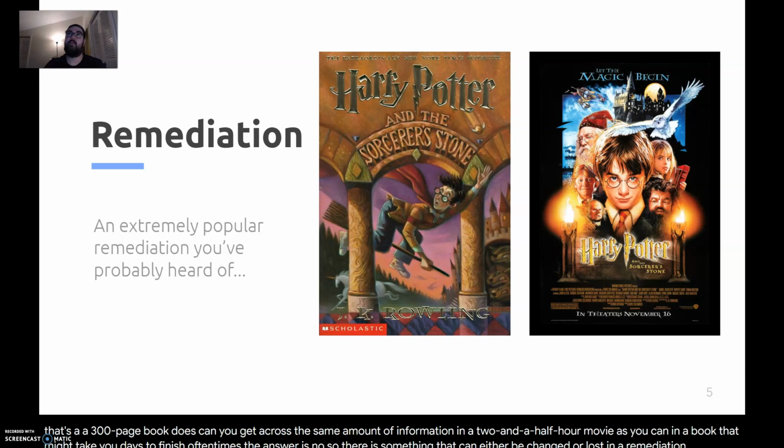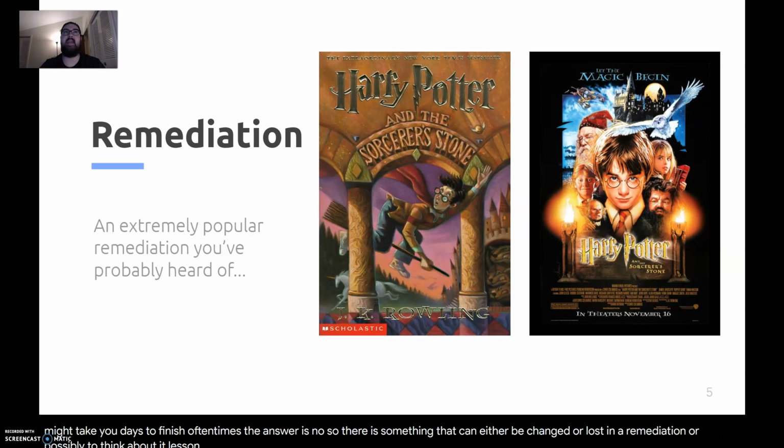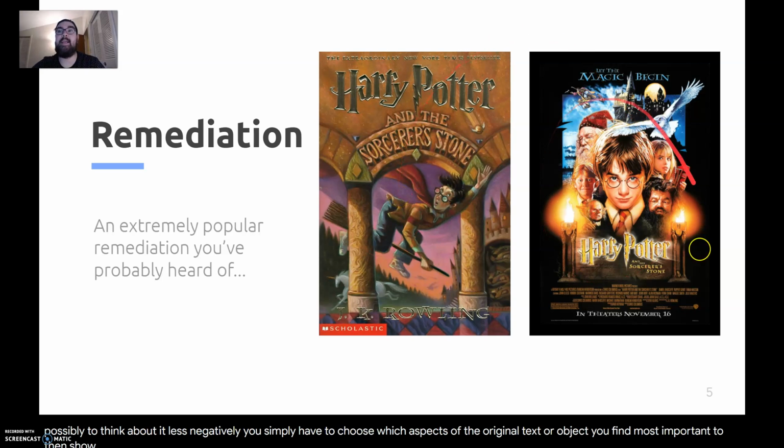Or, possibly to think about it less negatively, you simply have to choose which aspects of the original text or object you find most important to then showcase in your remediation. Because you don't frequently have time to talk about everything when you go from one form to another.